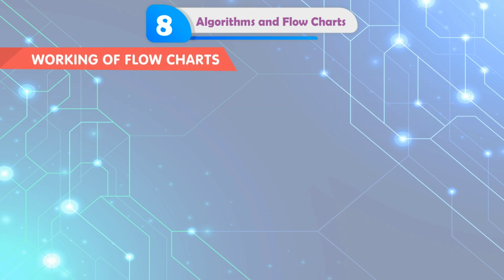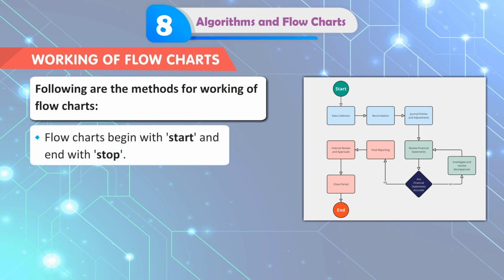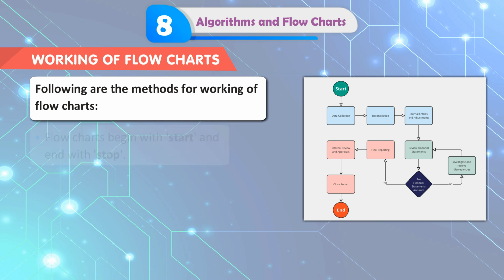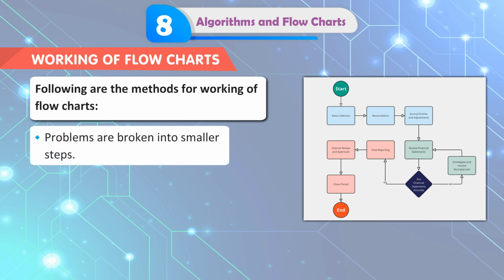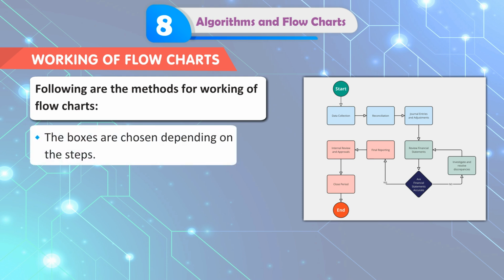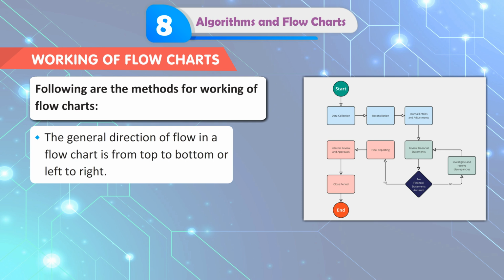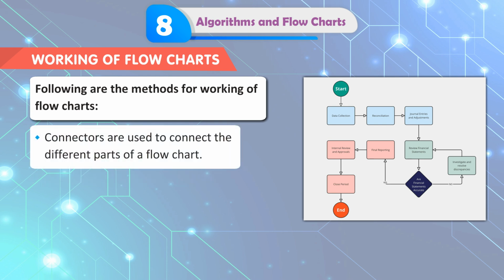Working of flowchart. Following are the methods for working of a flowchart. Flowcharts begin with start and end with stop. Problems are broken into smaller steps. The boxes are chosen depending on the steps. The general direction of flow in a flowchart is from top to bottom or left to right. Connectors are used to connect the different parts of a flowchart.